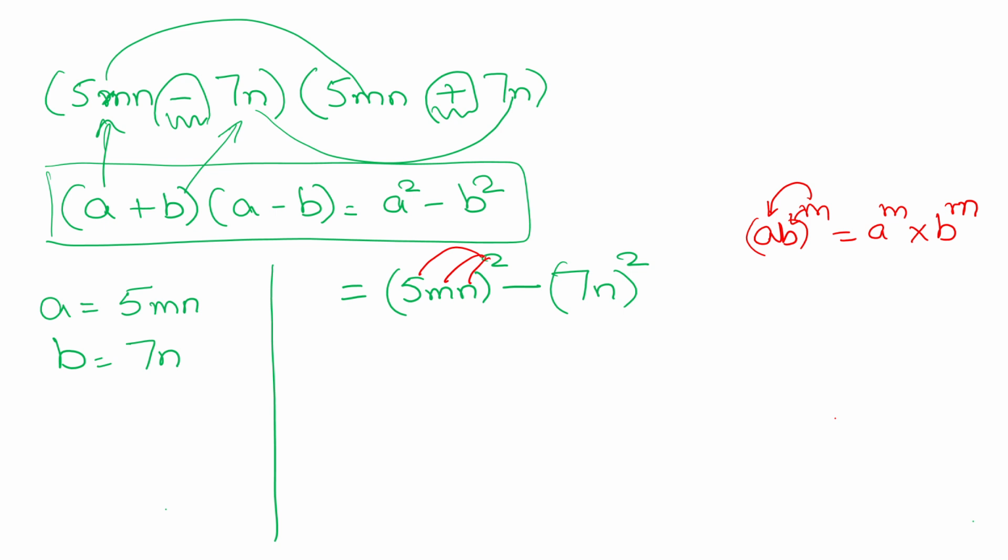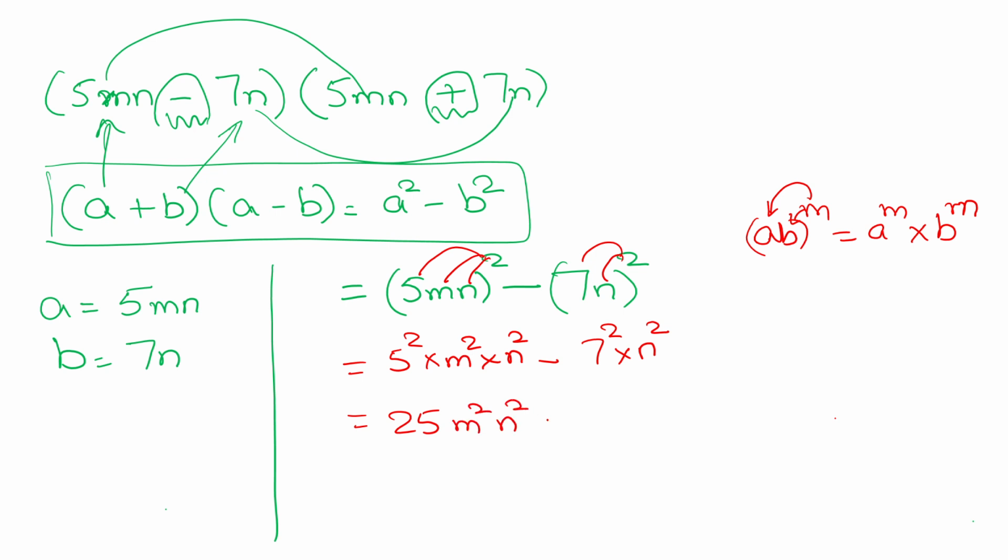So in the same way here, square will be distributed to all the three, all constant as well as the variables. So that equals 5 square times m square times n square minus, here it will be distributed to 7 as well as n square. So that is equal to 25 m square n square minus 49 n square.